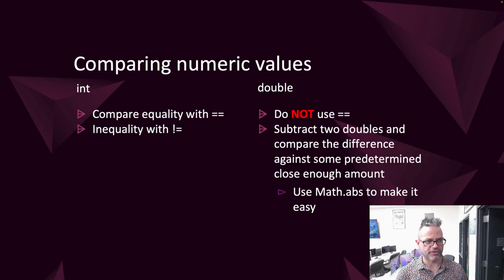We want to compare numeric values. If we're working with an int, we compare our equality with equals equals or inequality with not equals. Hey, that works great. We don't use a single equal sign. Remember, the single equal sign always means shove it in from the right into the left.